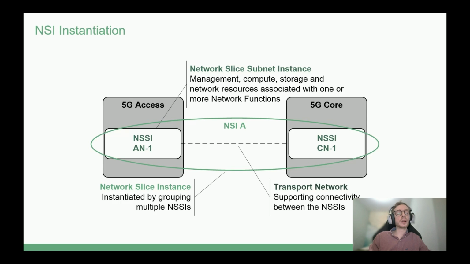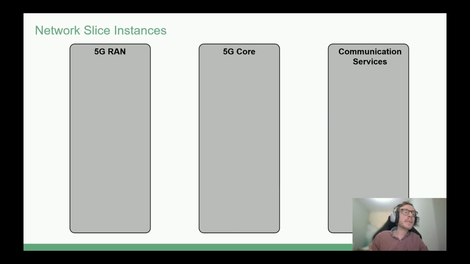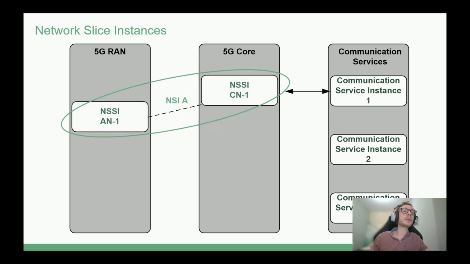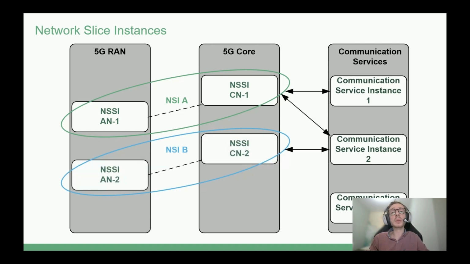Now, in the real world, we may have many different network slice instances running over a 5G system. So on the screen, we've got different communication services which user equipment may want to use. And we'll have different network slices which can be utilized for those communication services. So on the screen, we've got our NSIA here, and we can see that it's got that AN1 and CN1 for the network slice subnet instances, and that can communicate with the communication service instance 1. And we can also specify here maybe that we want it to communicate with service instance 2 as well.